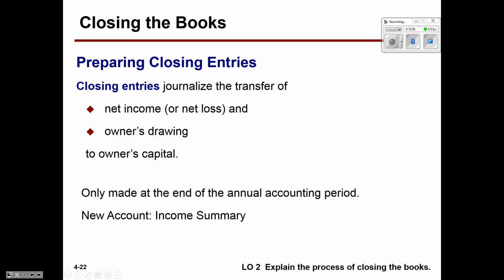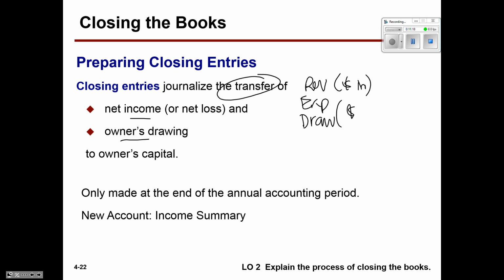What does it look like? Closing entries are basically the transfer of all of the income and drawings. Think of it like a funnel into capital. So if I had to draw a picture, revenue, expenses, drawing, we know that's money in. We know these are money out. Think of it like a giant funnel into capital.